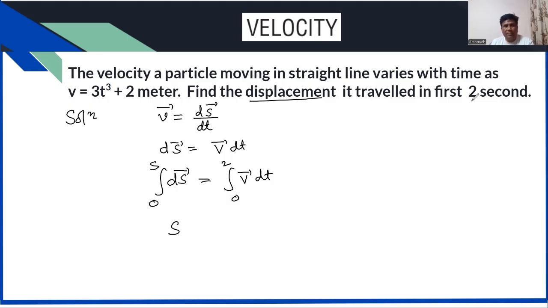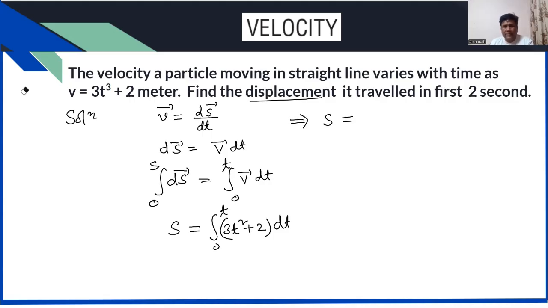So on the left side, it will be s only, s minus 0 is s. It will be the integral of (3t square plus 2) dt, from 0 to 2. Here also you can find it as a function of time. I suggest you first calculate as a function of time only, and finally you put the value of t as 2. So it will be better.